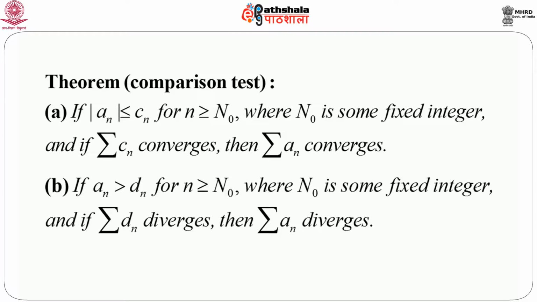Similarly, we can also think of the same kind of test, but to find the divergence of a series. That is, if an is greater than dn for small n greater than or equal to capital N naught, where capital N naught is some fixed positive integer, and if summation dn diverges, then summation an diverges. It is important to mention that here we consider only series that consist of non-negative terms. So, these two theorems will be used subsequently in order to prove the two main tests that we are going to discuss today.